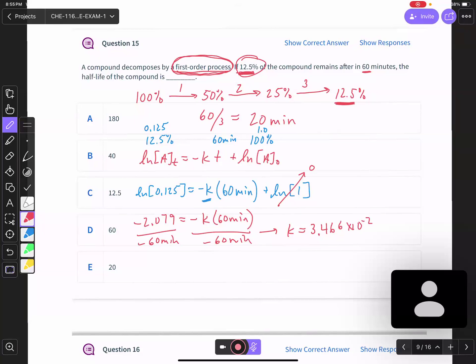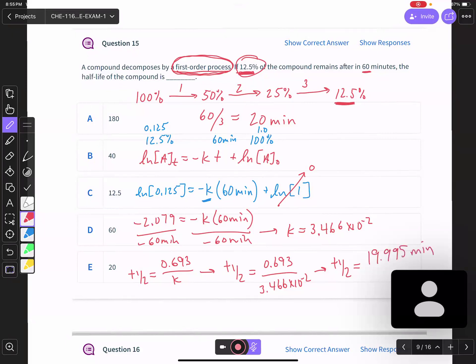Not done there, we still haven't found the half-life. T1/2 equals 0.693 over k. So T1/2 equals 0.693 over 3.46 times 10 to the minus 2. All right, what does my half-life equal? 0.693 divided by that, all right, lucky. We got 19.995 minutes, pretty close to the same thing we got up here, 20 minutes.